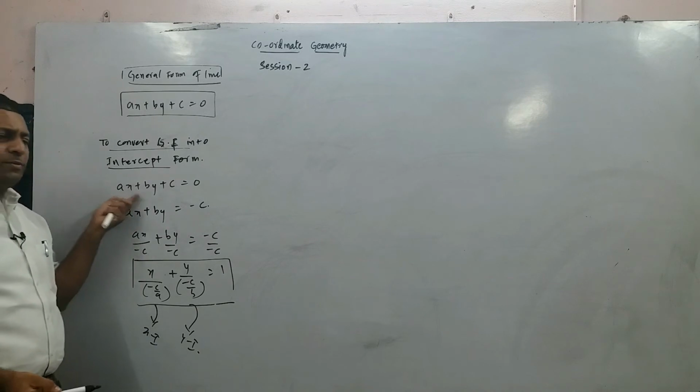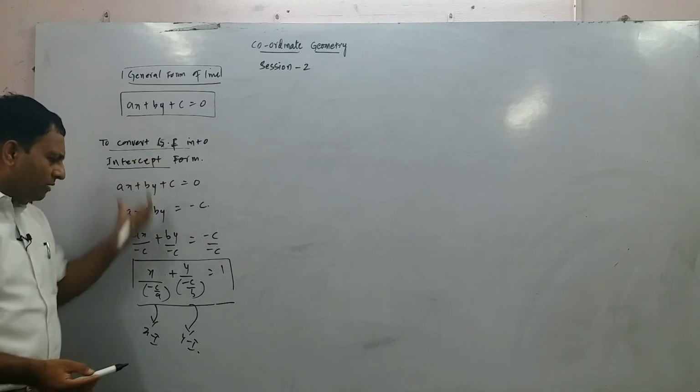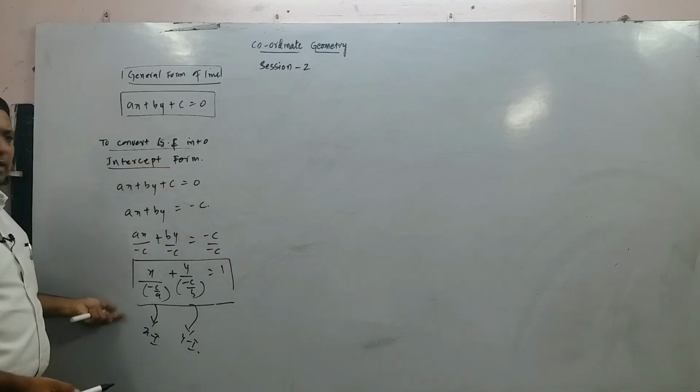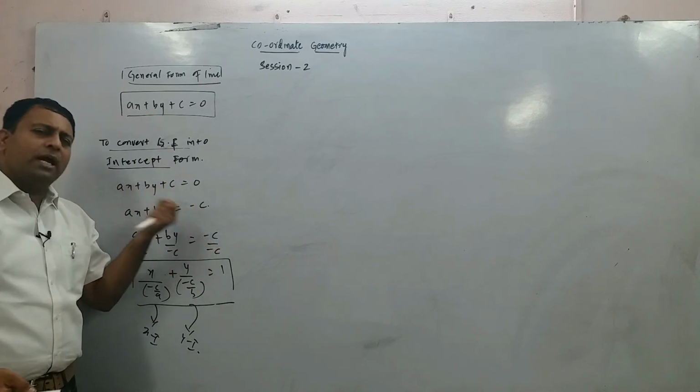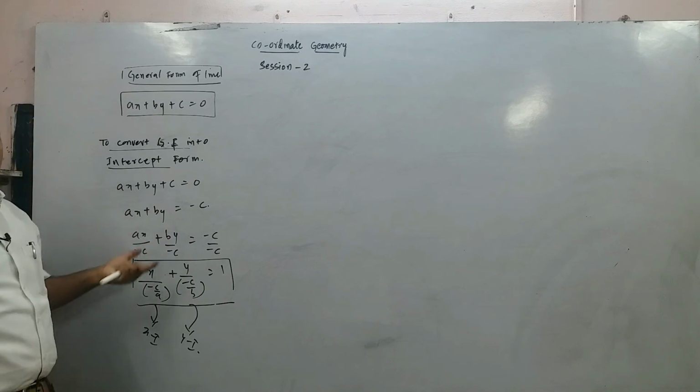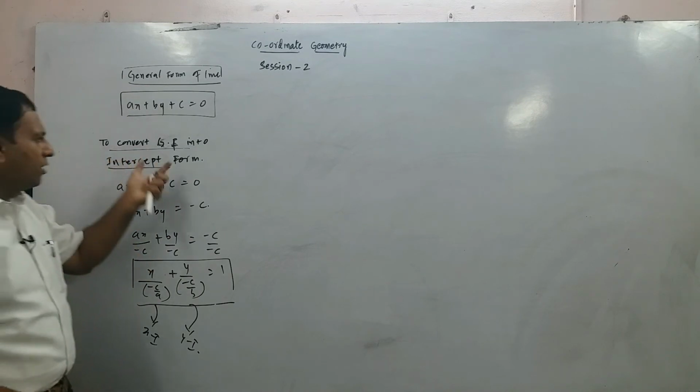Tomorrow you may have 3x plus 4y plus 5 is equal to 0. How do you convert it into intercept form? Same strategy. See what is happening to c. I am shifting that to the other side. Then whatever I get here, I am going to divide the entire equation by that. Alright, so that is conversion of general form into intercept form.